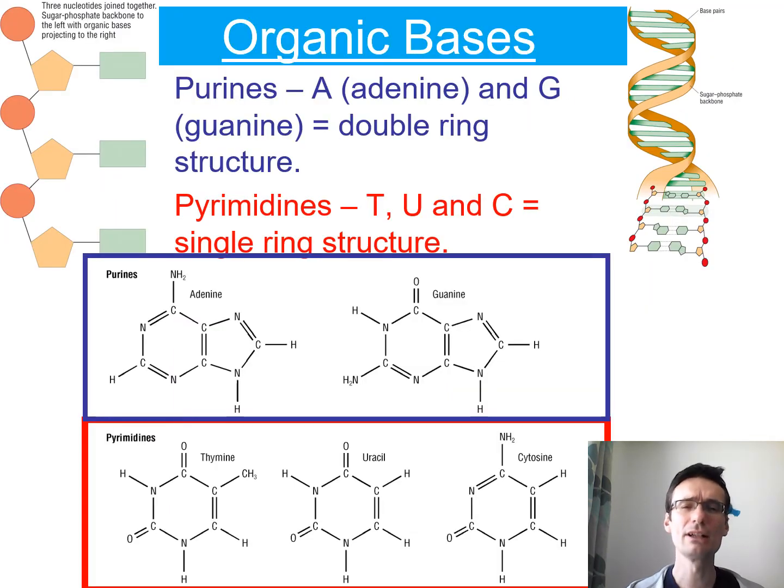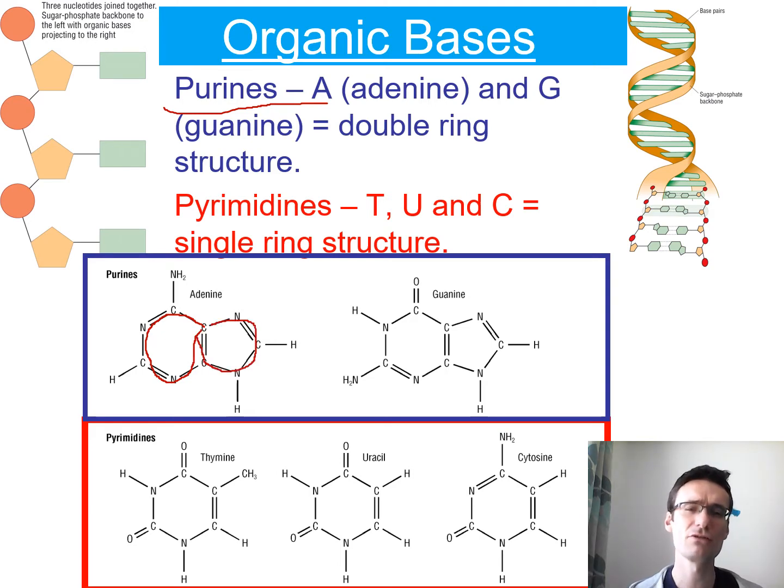So let's have a look at the organic bases then. Basically there are two groups of bases which you need to know. You've got purines, which are in the blue box below. The purines are adenine and guanine. Adenine and guanine have a double ring structure of carbon, so the purines have the bigger structure, effectively.